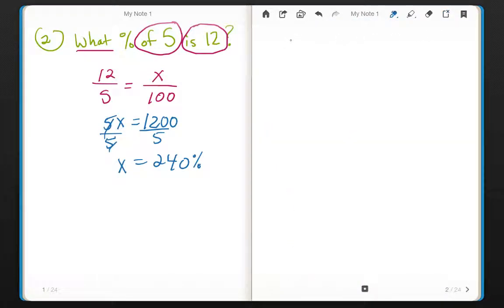Okay, let me switch it up a little bit. Still the same type of question. It's going to have an is and an of, but let's do this. What number is 80% of 125? So write your question for your notes, and then let's identify what's been given.